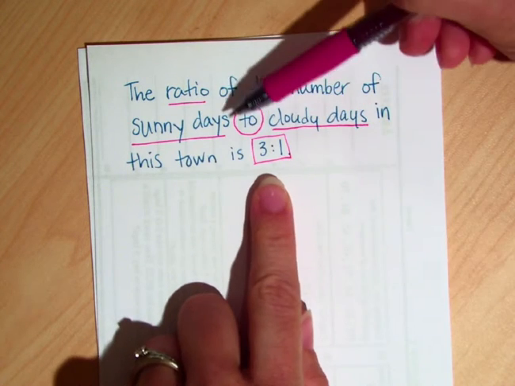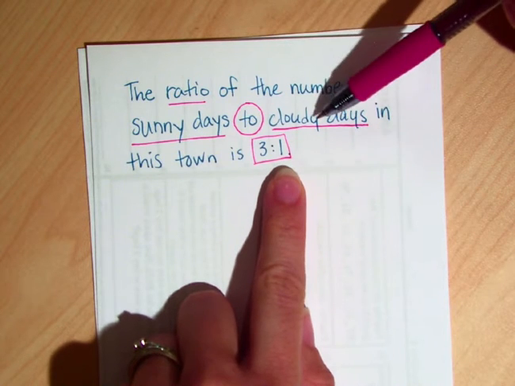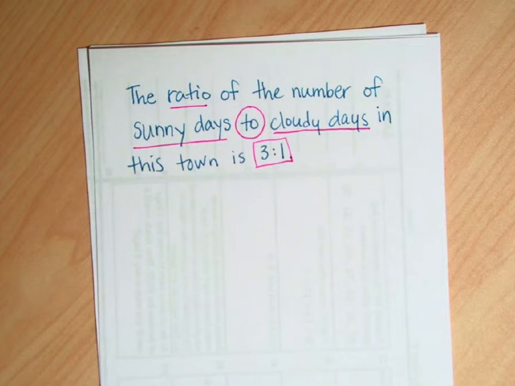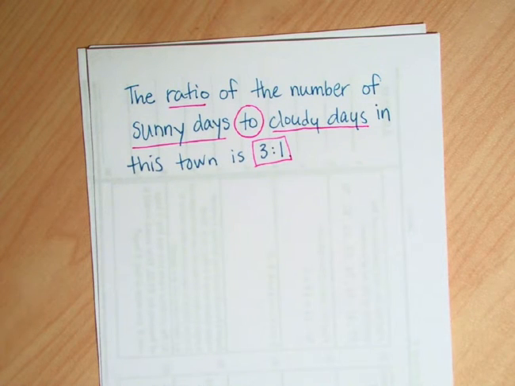So this tells me sunny days comes first, so there are 3 sunny days for every 1 cloudy day. That's the kind of town I like to live in. I don't like cloudy days. Okay, I would like for you to take some time now. I don't want you to write this one, but I want you to come up with your own sentence, your own story problem with ratios. You may pause the video now and write your own example in your ISN. Pause the video now.